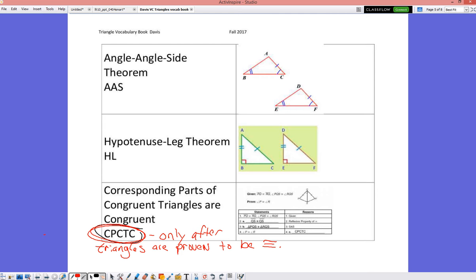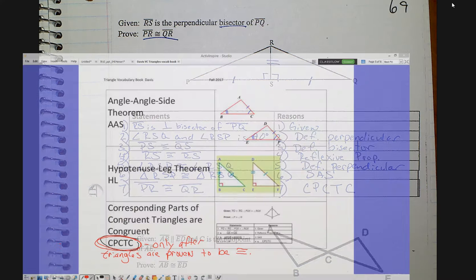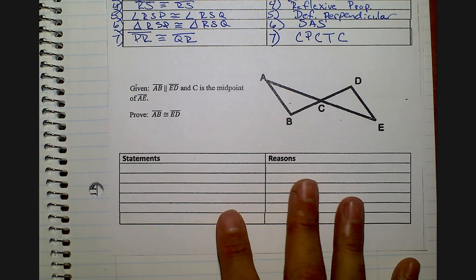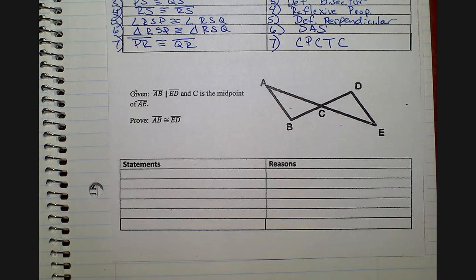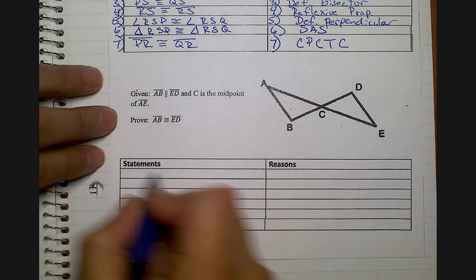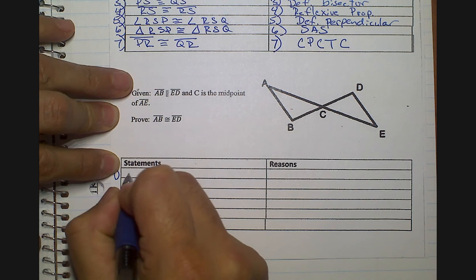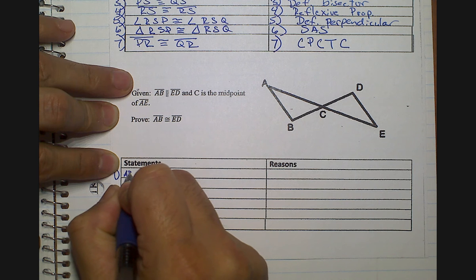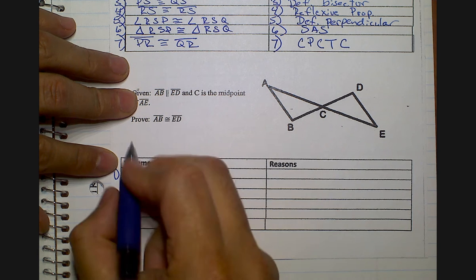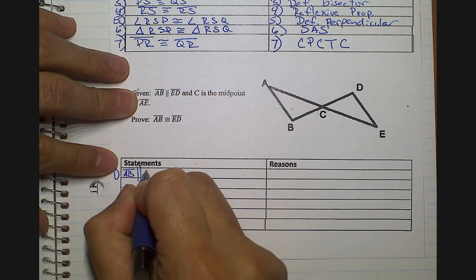All right, let's take a look. Okay, so now let's take a look at the next problem here. If I'm going by my checklist, my first statement is going to be given. So AB, what do those lines right there mean? Parallel, thank you. Parallel to ED.